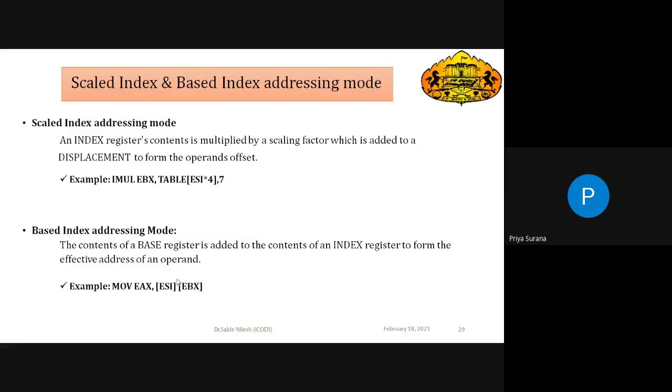So we will go through an example. MOV EX, [ESI] [EBX]. What it indicates is that a base register and an index register are used for calculation of the operand value, or for accessing the operand. These two registers will be used, and the name itself indicates which registers will be used for the operand. So it is the index register and base register used for calculation of the operand, or we can say calculation of the operand address.